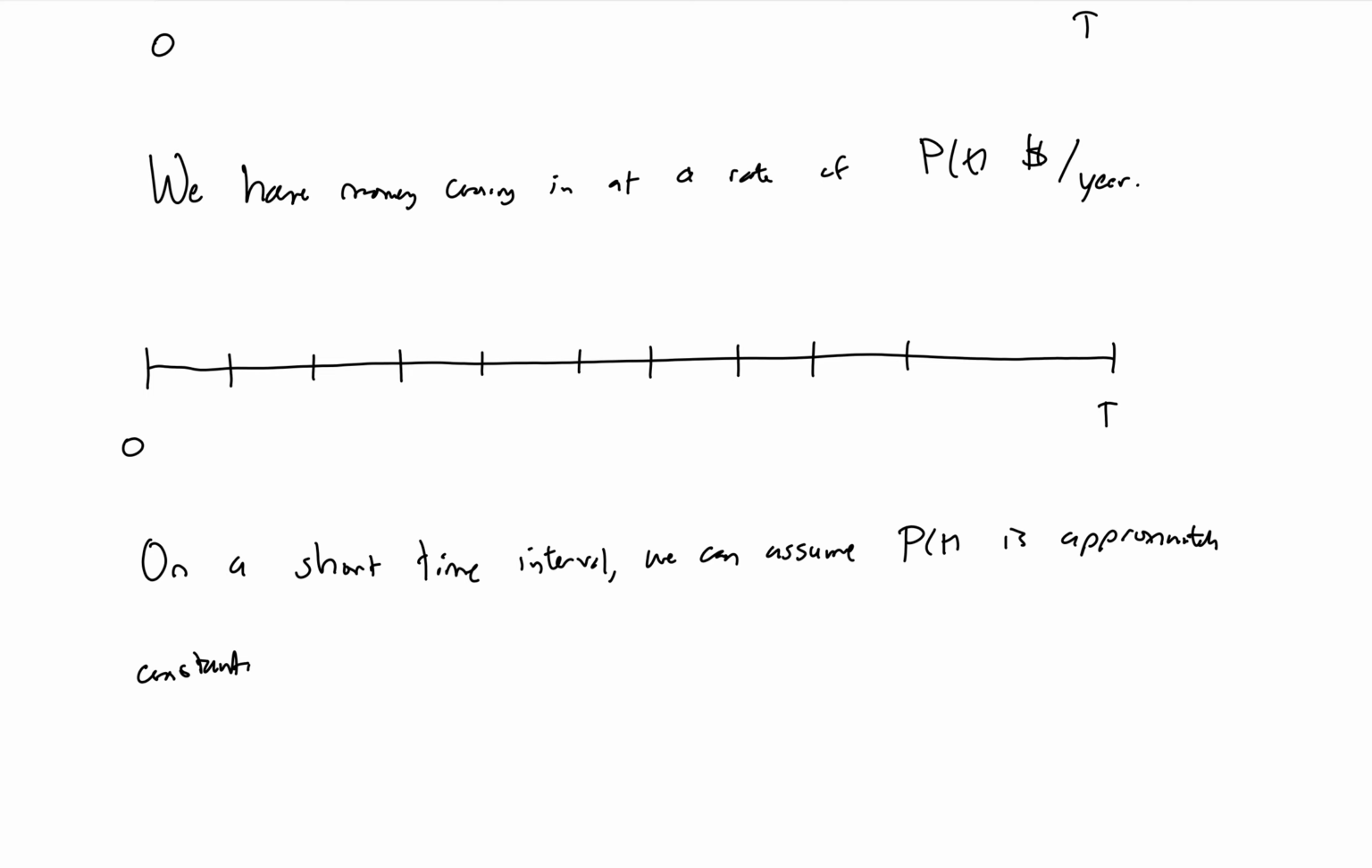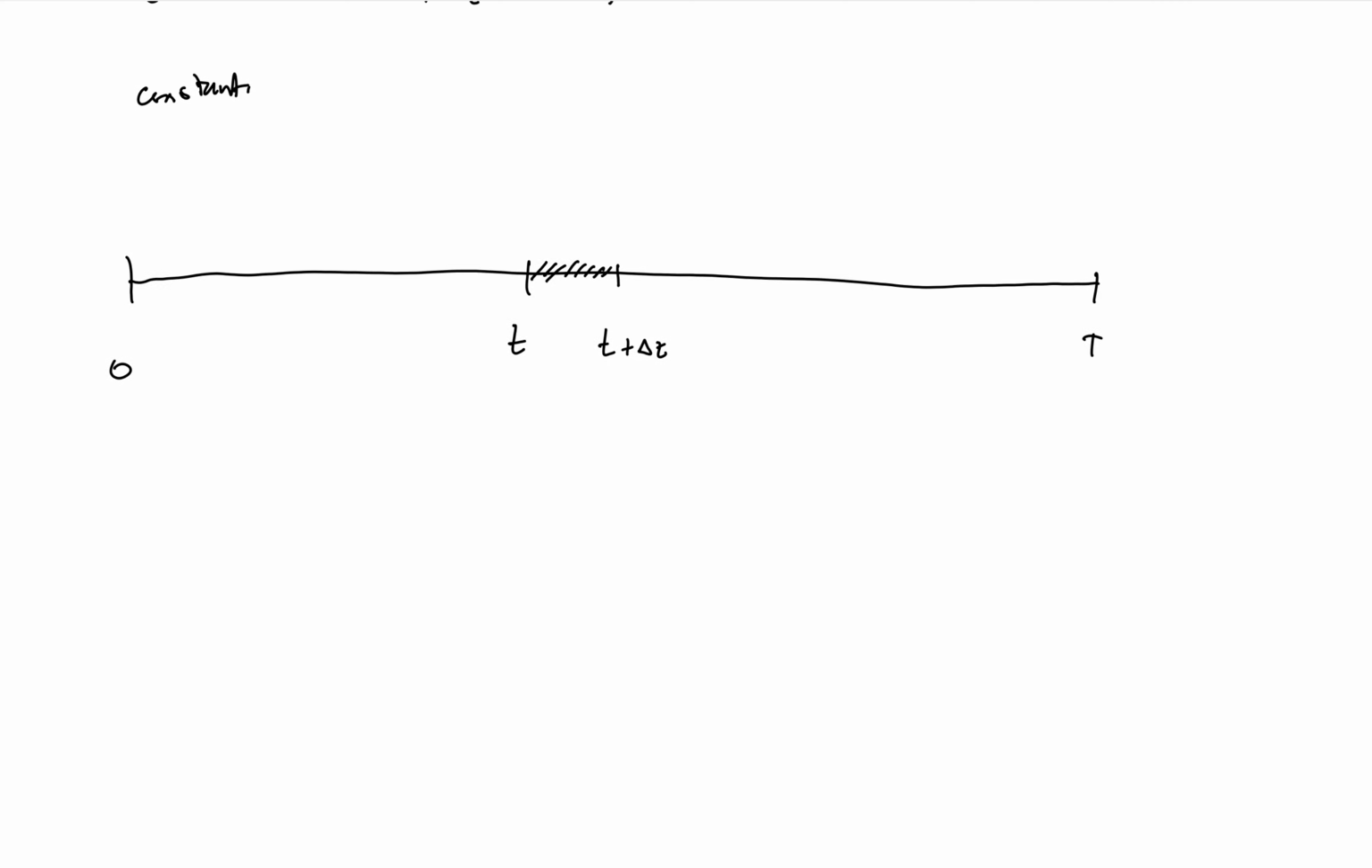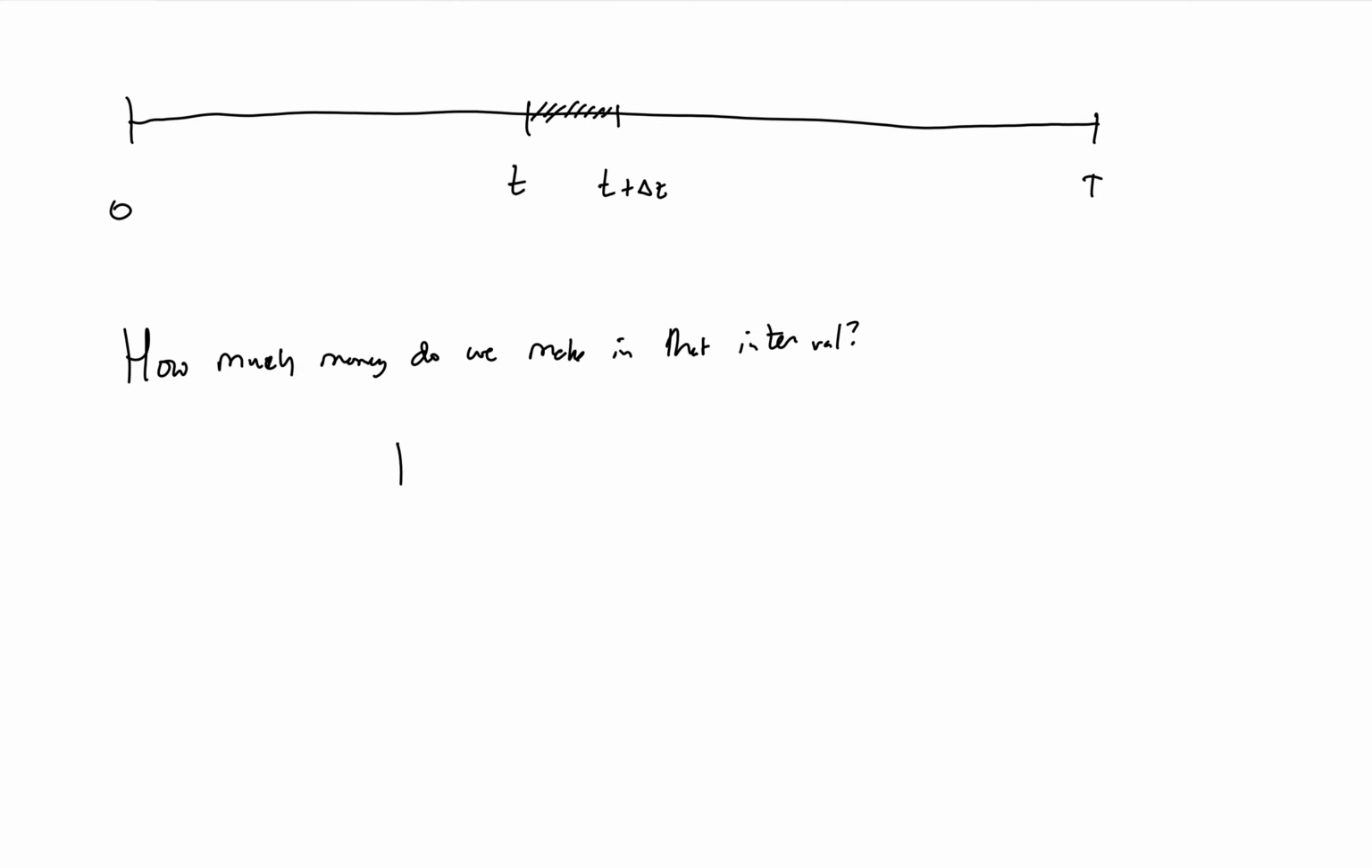So let's look at some time interval in the future. We'll do left and right hand sums in a minute, but for now, let's just pick some time t and say I have some little interval here, delta t width. And let's calculate the future and present value of that. So how much money do we make in that time? Well, let's call this t0. Let's say P of t is approximately P of t0 on the interval t0 to t0 plus delta t. If that time period's small, the rate of money coming in is not going to change very much.